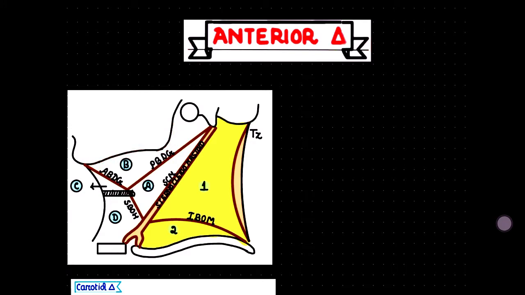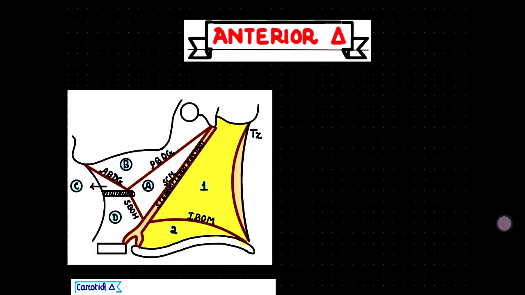And what about the apex? The apex is made by what is this? This is the suprasternal notch of manubrium sterni. This is the manubrium, the region of sternum. This is making the apex, which is directed downward.